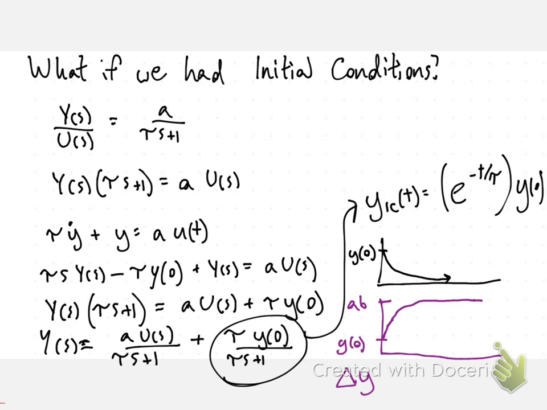So we see that if we wanted to represent everything with initial conditions as delta y, that would be a way to handle that. But that's one of the reasons that we are able to ignore initial conditions.